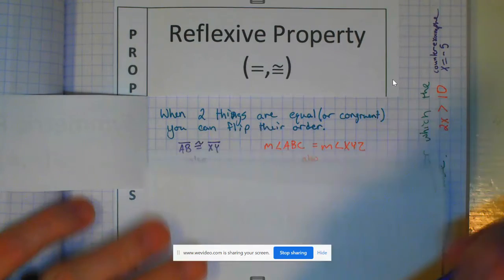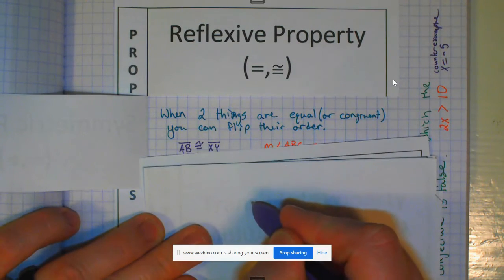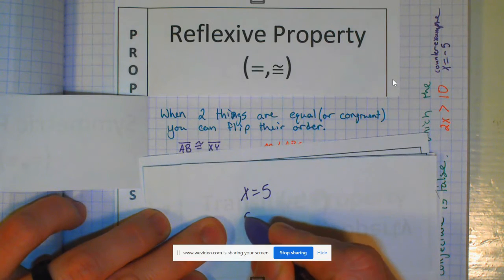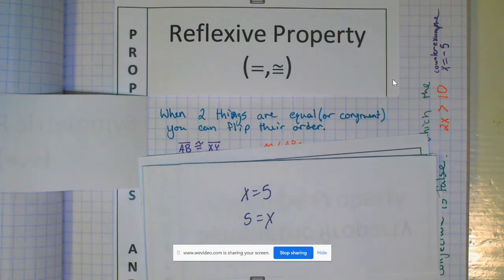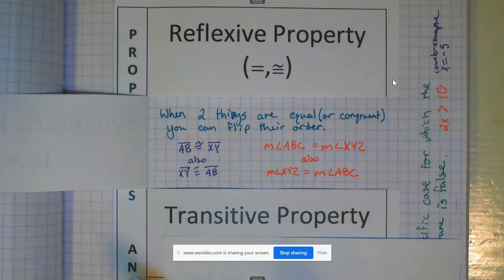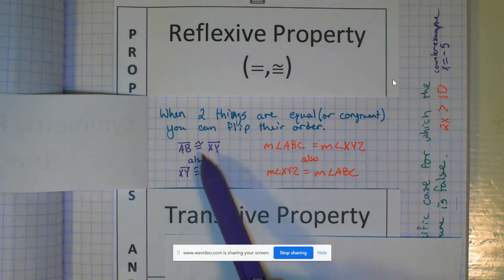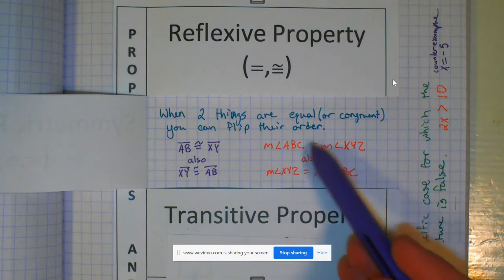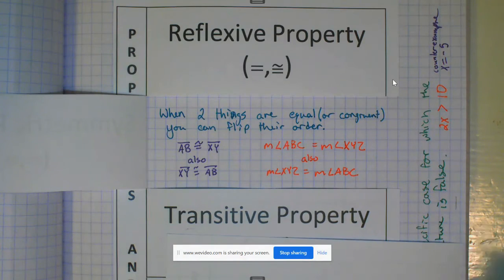You also see it here. Let's say somebody writes x equals 5, but instead you write 5 equals x. Well, that's the symmetric property, being able to write it either way. It's the same thing. Okay, so this one over here was of congruence, so symmetric property of congruence. This one over here, symmetric property of equality.